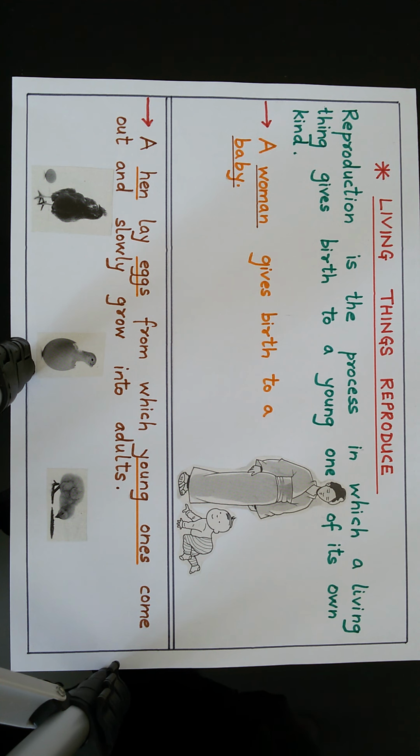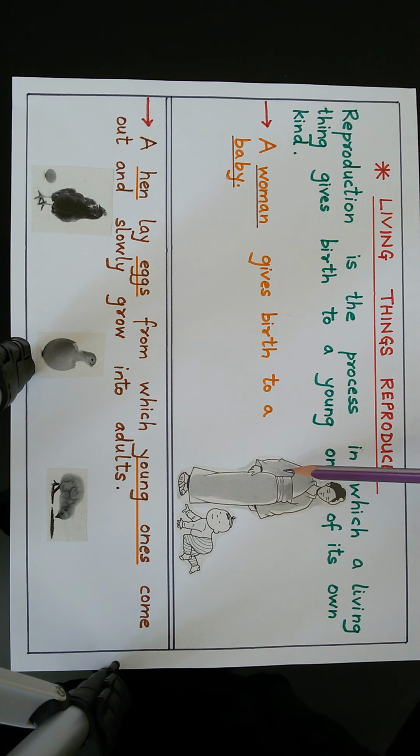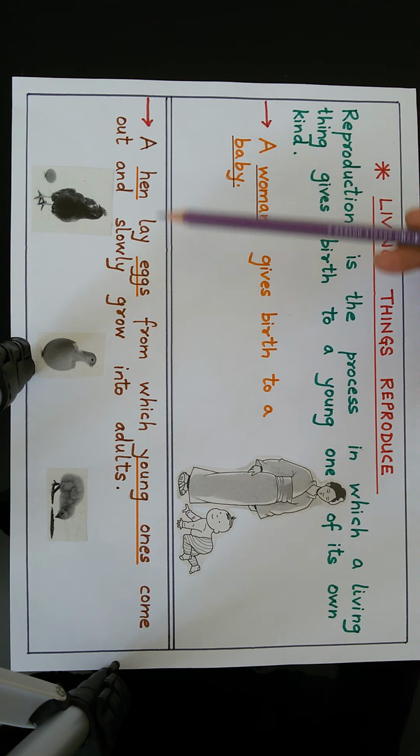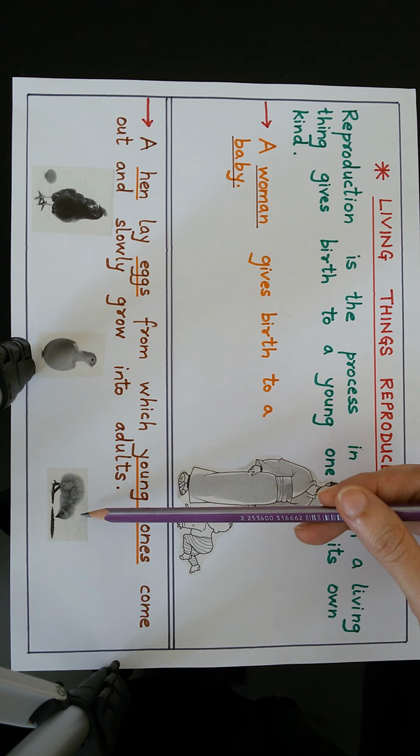Now we come to the last characteristic of living things, that is reproduction. What is reproduction? Reproduction is the process in which a living thing gives birth to a young one of its own kind. It means that reproduction is the process in which a living thing gives birth to a baby which looks like its parent. For example, in case of human beings, a woman gives birth to a baby. In case of animals, for example, a hen lays eggs from which young ones come out and slowly grow into adults.